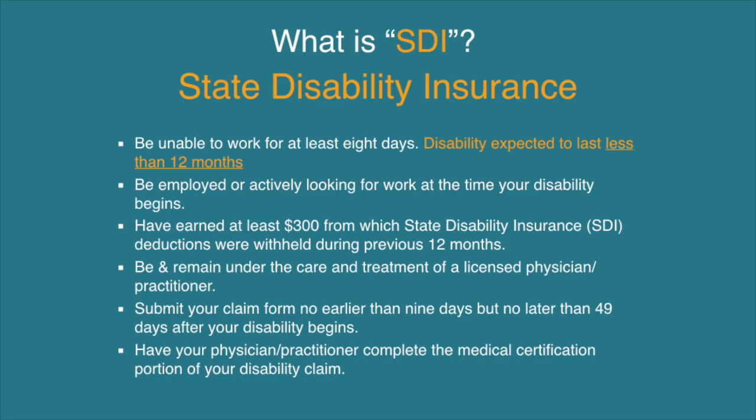Or it could be if you have something that's expected to last much longer, but you're hoping it's not going to. For example, if you have a stroke and you need income support while you're recovering from that stroke, but you're hoping that you'll make a full recovery. So it's for those short types of things. The thing that's going to be important with state disability insurance is that you be employed or actively looking for work at the time that the disability occurs, and that you have paid into the state disability insurance program. And what that's going to mean is that the employer that you work for is enrolled with the state disability insurance program.